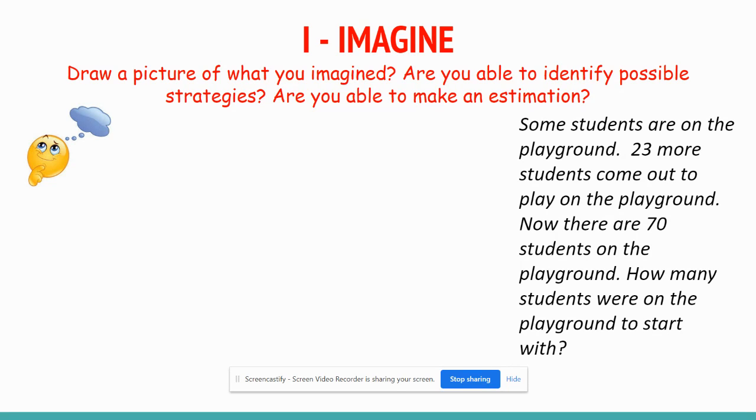Some students are on the playground. 23 more students come out to play on the playground. Now there are 70 students on the playground. How many students were on the playground to start with? If you need more time to do your sketch, go ahead and pause the video here. I'm going to keep moving with our lesson.